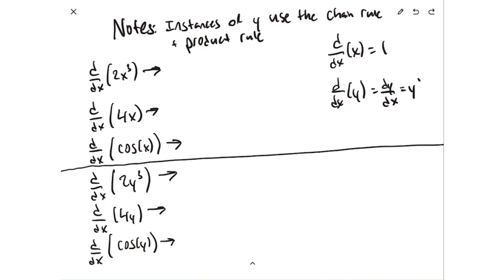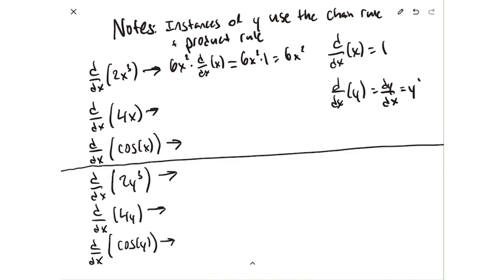So in our first example, 2x cubed, we're going to use the chain rule. The chain rule says that the derivative of the outside times the derivative of the inside is the equivalent of the derivative of our function. So using the chain rule, we'd have 6x squared times the derivative of the inside, which would just be d/dx of x, which is 1. So that gives us 6x squared times 1, which is just 6x squared.